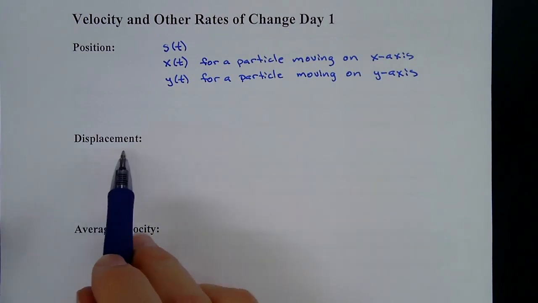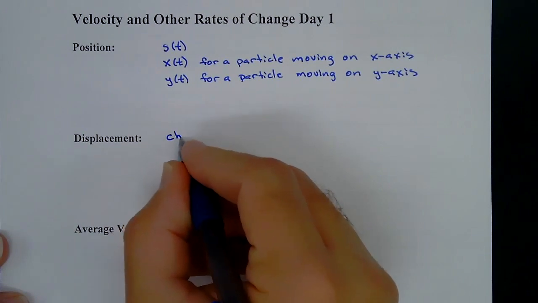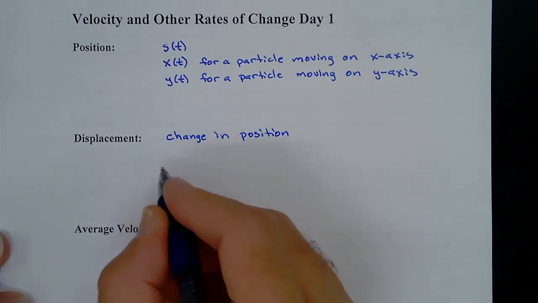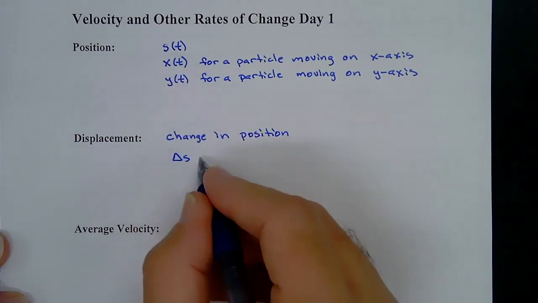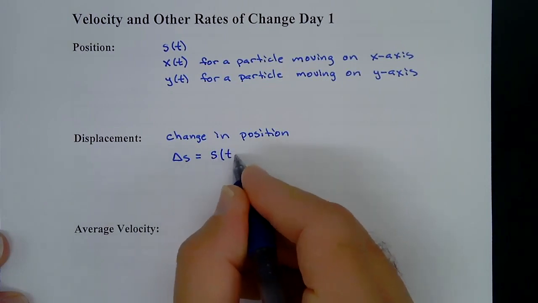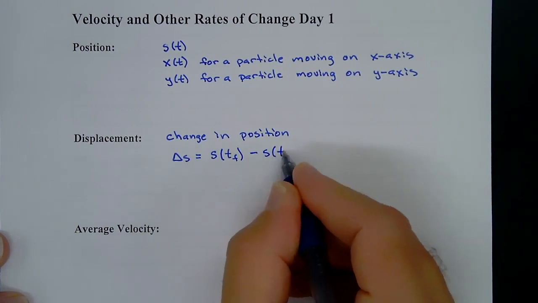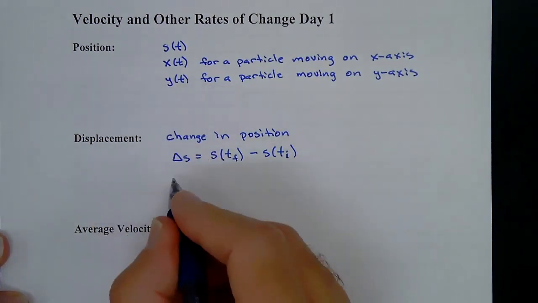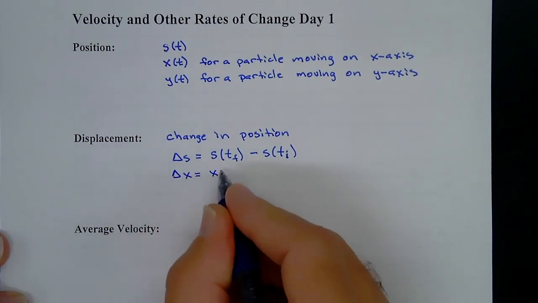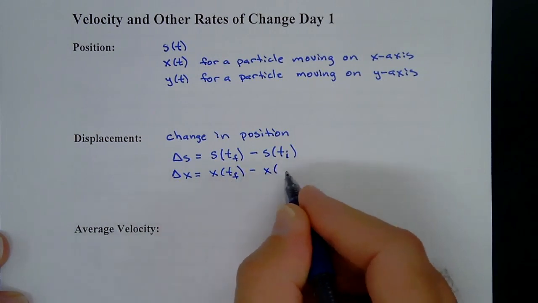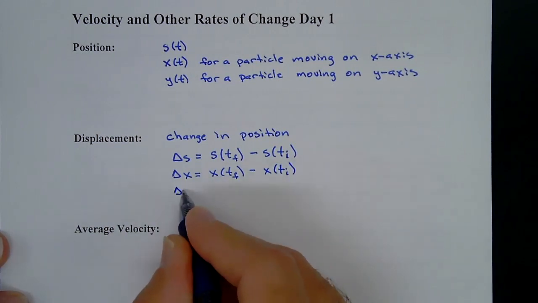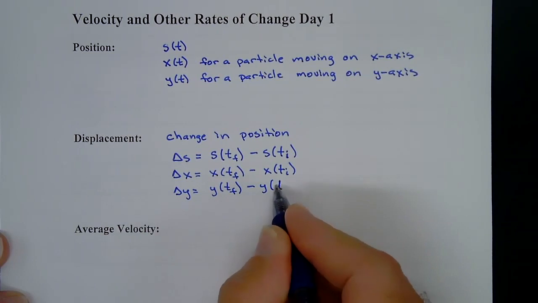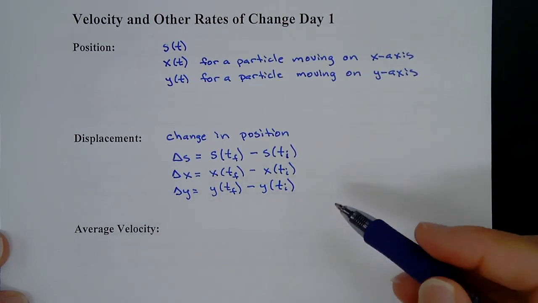All right, so the definition of what displacement is, it's change in position. Okay, so we could use the delta S, the change in the S position. So that would be S of t sub final minus S of t sub initial, or some people use original, okay? If we're talking about on the x-axis, then it would be delta X, and it would be X of t sub F minus X of t sub I. If it was moving on the y-axis, it'd be delta Y, and that'd be Y of t sub final, and then minus Y of t sub I. Okay, so those all represent displacement.